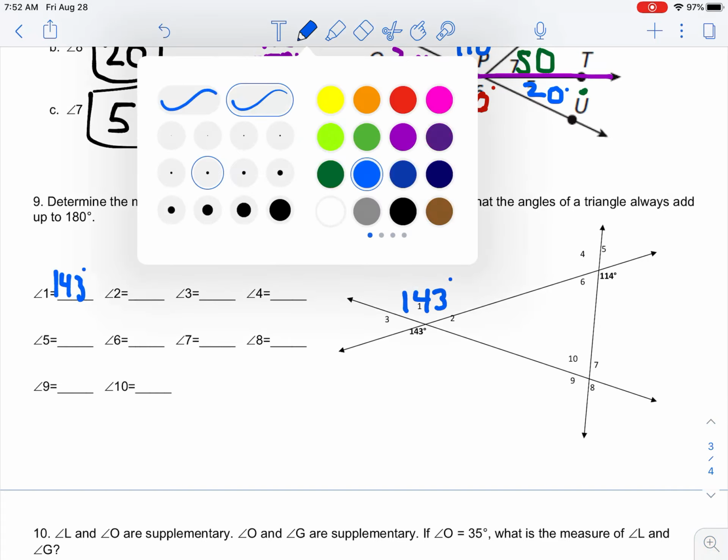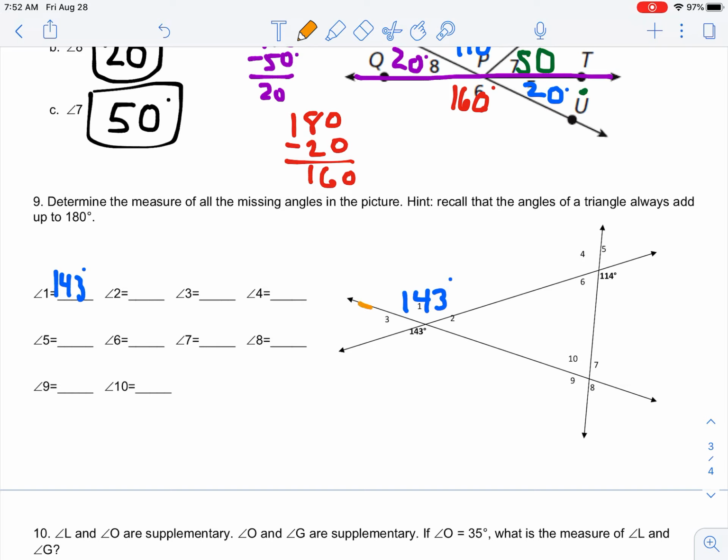All right, now what I'm going to do is find angle 2 next, and I notice that 143 and angle 2 lie on a straight line. So they have to add up to 180. 180 minus 143 can tell us what angle 2 is, or angle 3, depending on which way you looked at this. Now, again, we can do this because they lie next to each other on a straight line. When I do that, I get 37. So angle 2 is 37. Well, if angle 2 is 37, then angle 3 is 37 because they're vertical angles.